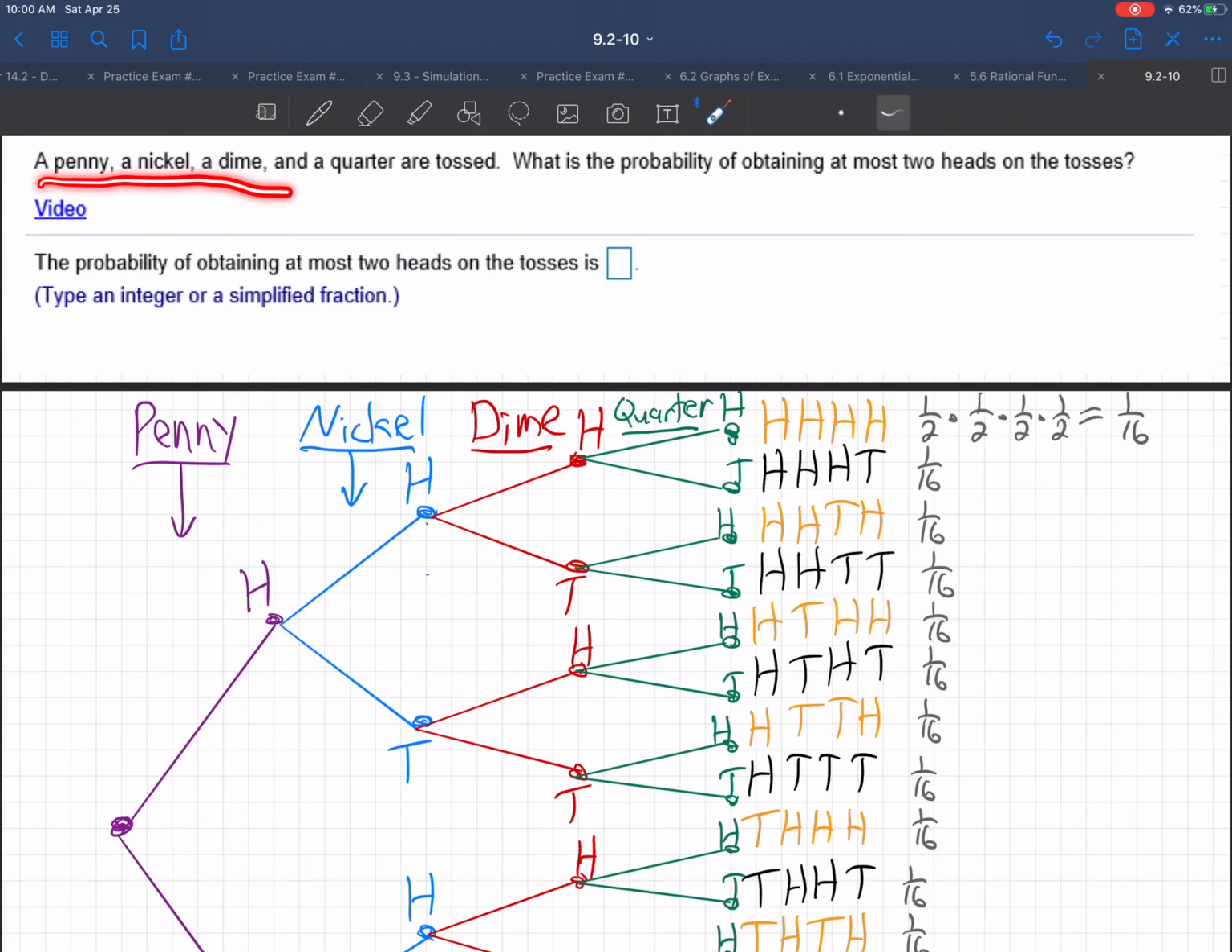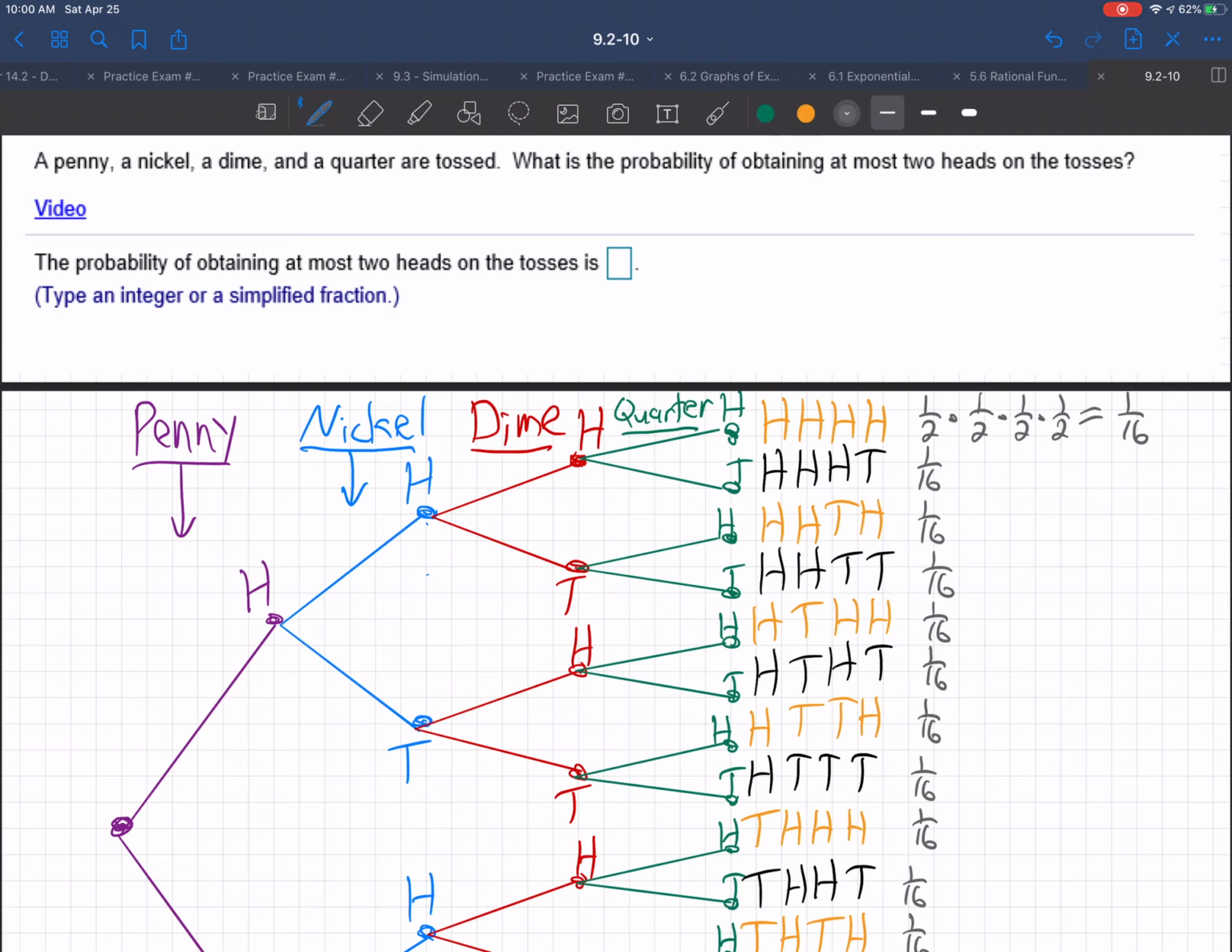A penny, a nickel, a dime, and a quarter are tossed. What is the probability of obtaining at most 2 heads on the tosses? This is a difficult and a long problem. You can see I've already made the tree for you.